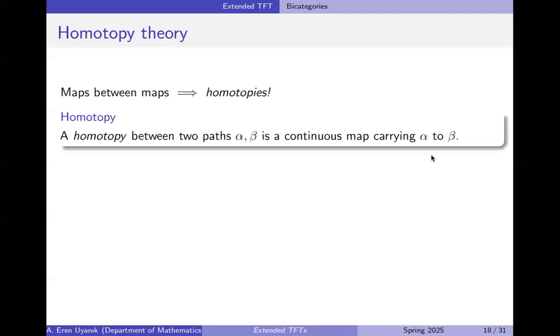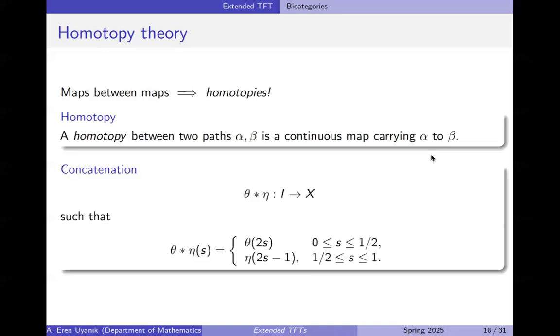Okay, so on a topological space, you have paths, let's say alpha and beta, and the homotopy is just a continuous map. It takes alpha slowly to beta. It is the definition of homotopy, if you have seen it in topology. And the composition of two paths is given by concatenation.